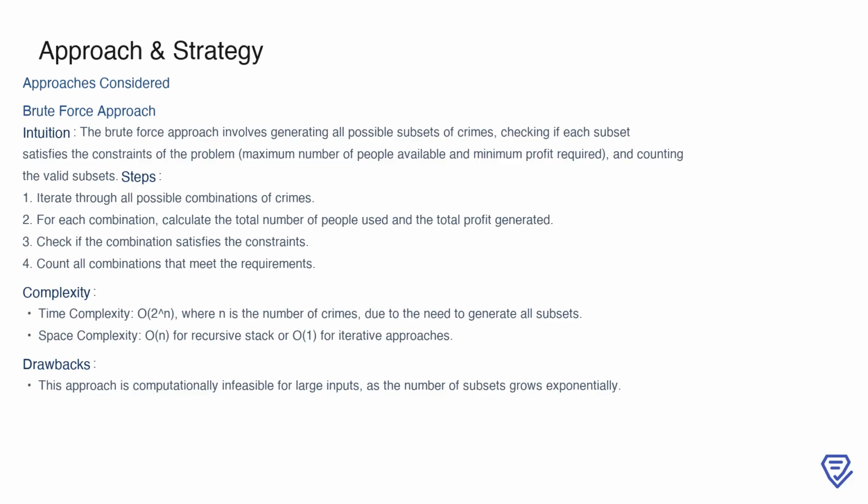The idea here is fairly straightforward. We generate all possible subsets of crimes, evaluate each subset to see if it meets the constraints of the problem, and then count the valid ones. Specifically, we iterate through all combinations of crimes, calculate the total number of people used and the profit generated for each combination, and finally check whether the combination satisfies the constraints on people and profit.